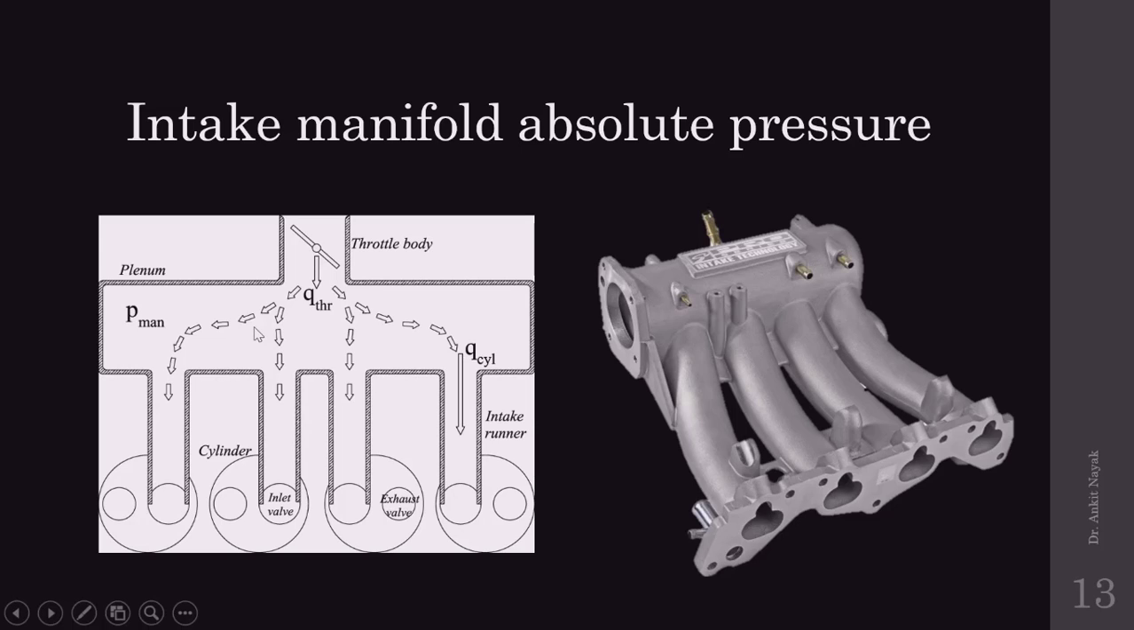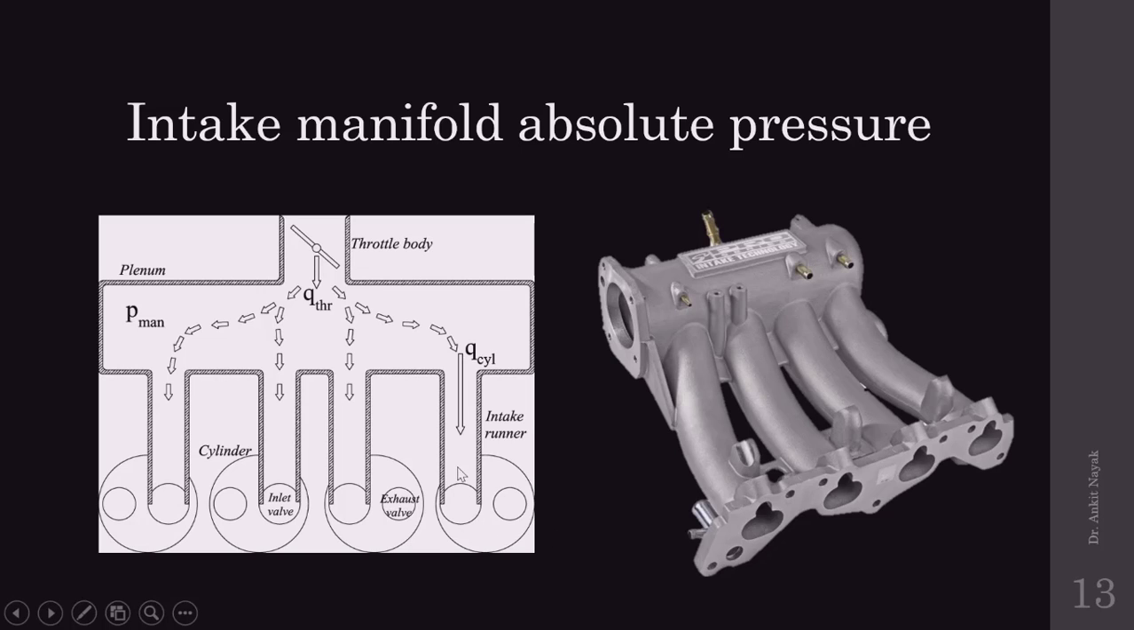But before that, let me explain the intake manifold. What is the intake manifold? The intake manifold is basically the part of the engine which supplies the air to different cylinders. So here you can see this is the main pipe which contains the high pressurized air. There are different pipes which are connected to the different cylinder heads.